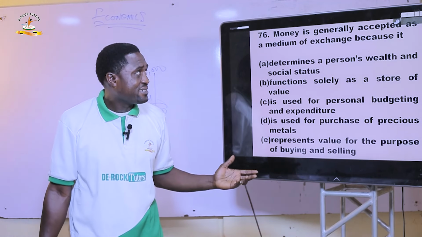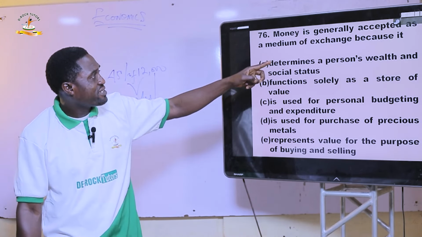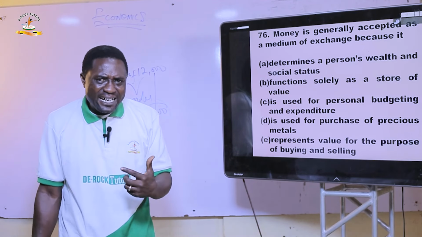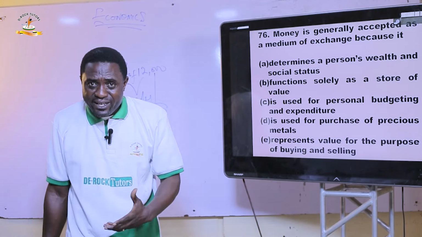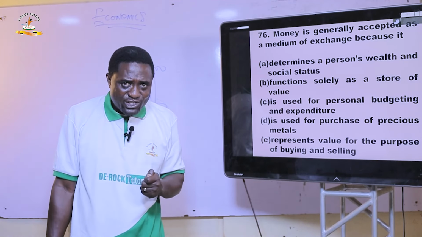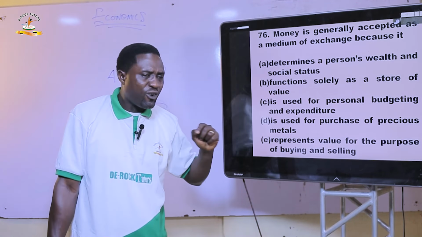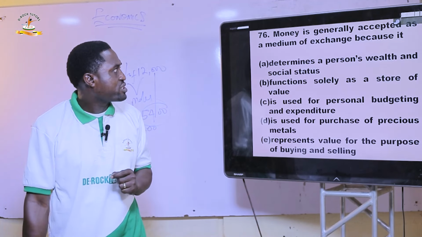Yeah, that is it. Money is generally accepted as a medium of exchange because it represents value for the purpose of buying and selling. You want to buy anything, just give the person the cash. You get whatever you want. So it represents value for the purpose of buying and selling. The next question.